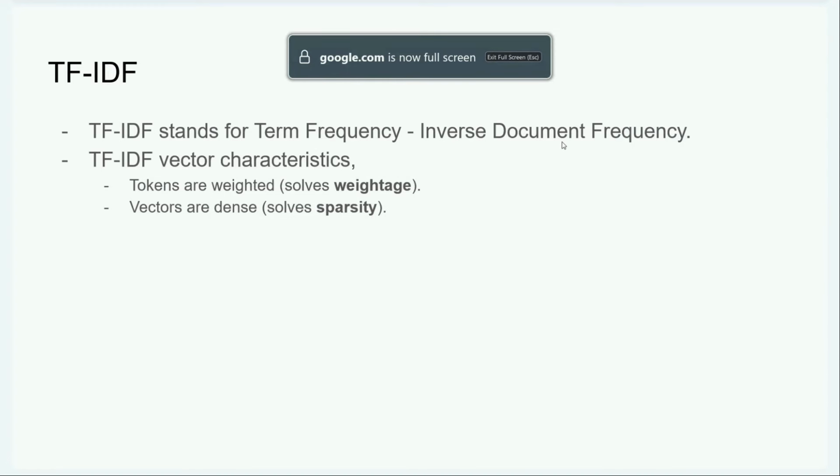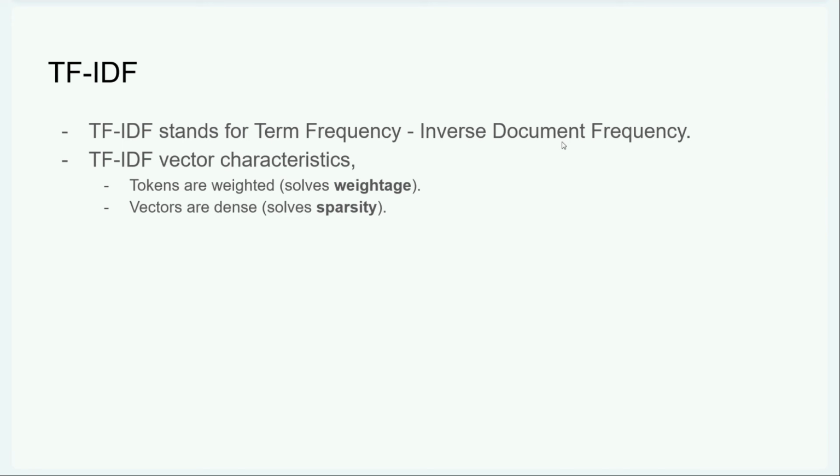Okay, so now the idea is that we introduce another method. Previously we saw bag of words and one hot encoding. Now there's another method that we will introduce to represent text as vector, which is TF-IDF, which stands for term frequency inverse document frequency. Now the vectors of TF-IDF have certain characteristics.